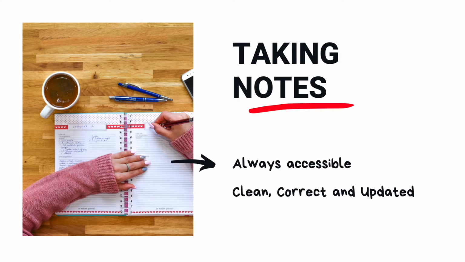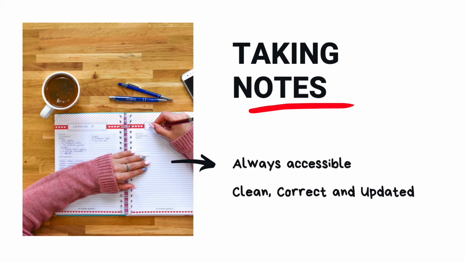Step 2 directly follows identifying the key points. This is just making a list of those key points, that is, taking notes. You need a list of all the collected important points in one place so that it's always accessible to you. Make sure that your notes are clean, correct, and updated. Instead of copying somebody else's notes, it always helps if you try and make your own.